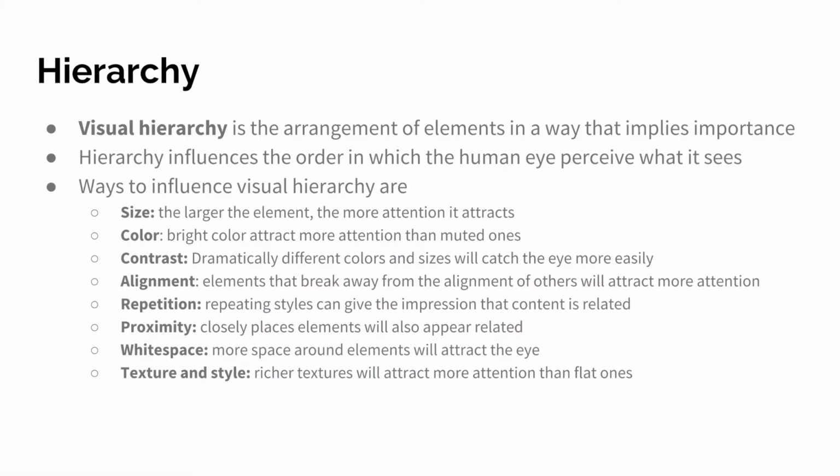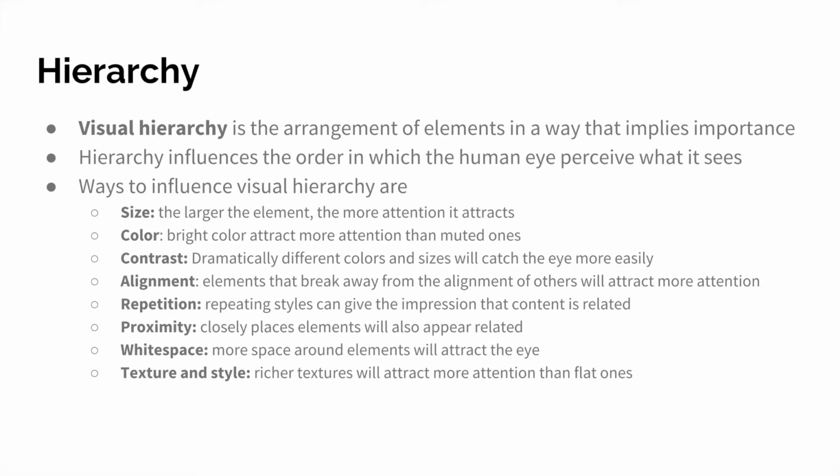Hierarchy. Visual hierarchy is the arrangement of elements in a way that implies importance. Hierarchy influences the order in which the human eye perceives what it sees. So ways to influence visual hierarchy are size. The larger it is, the more attention it draws. With color, the bolder the color will draw more attention. Contrast, so if color and sizes are dramatically different, it'll draw the eye.